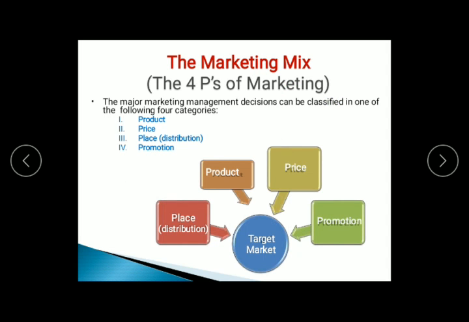Now there is a concept of marketing mix. The 4 P's are important for the marketing mix. The 4 P's are product, price, place and promotion. These 4 P's play a vital role in the product life cycle. So now for each phase we consider these 4 P's. First is introduction. For the introduction, you have to concentrate more on product quality and promotion.